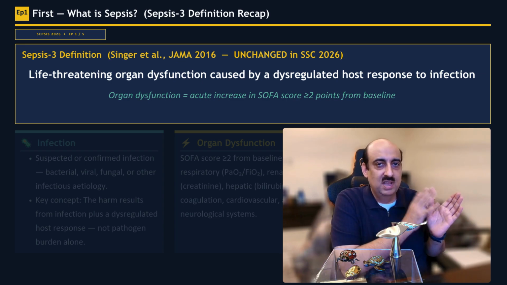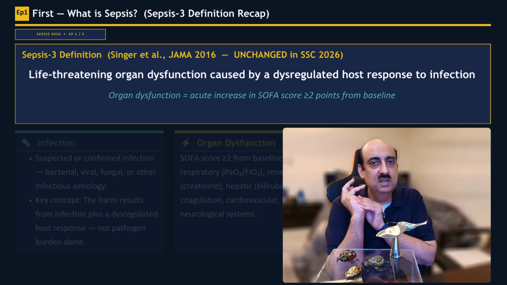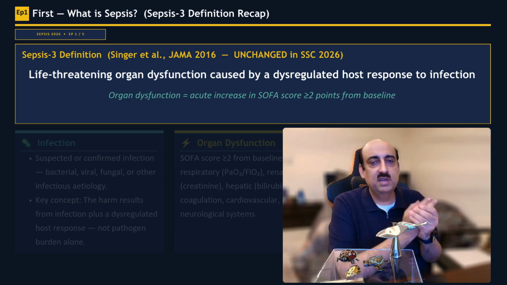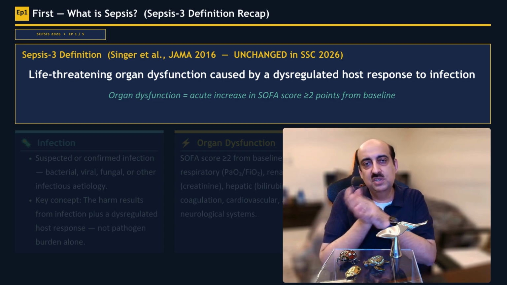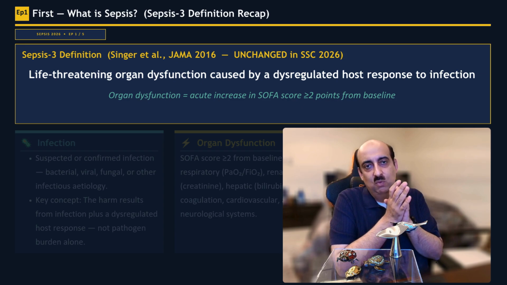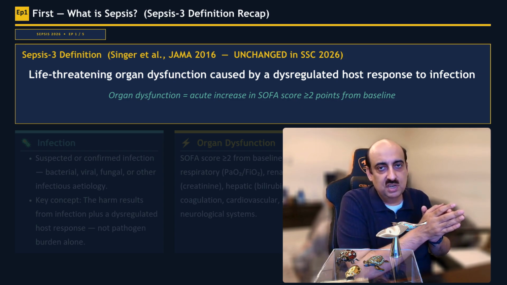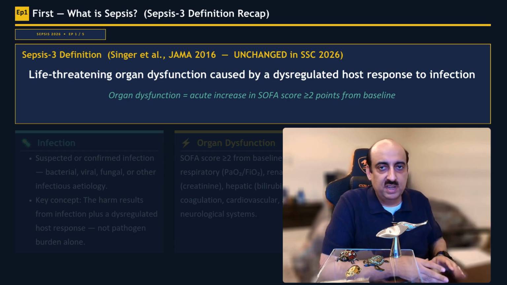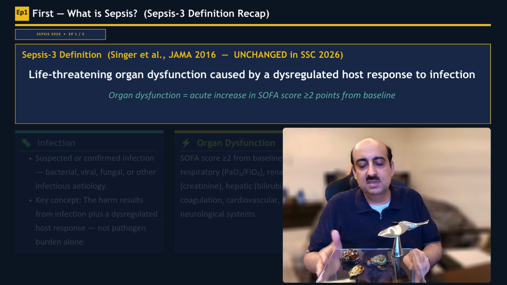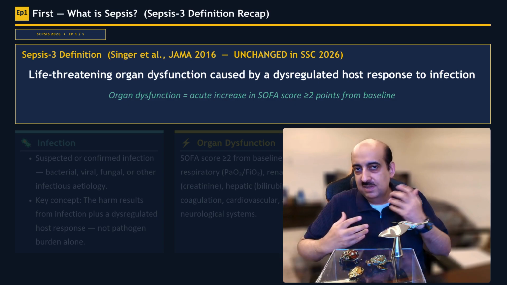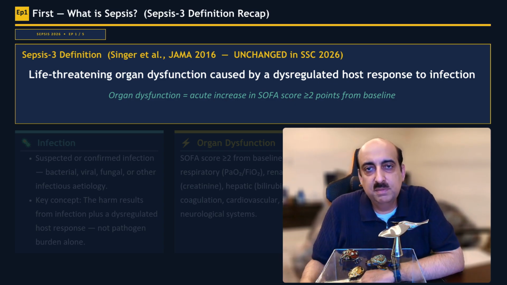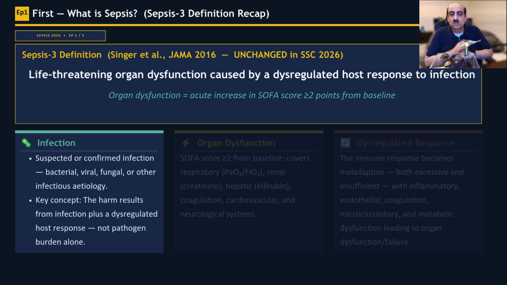If you read forward, life-threatening organ dysfunction caused by a dysregulated host response to infection, or infection leading to a dysregulated host response, which eventually leads to organ dysfunction, which can be potentially life-threatening. This is sepsis. I think this is the gold standard definition of sepsis and remains unchanged. So let's look at 3 aspects: infection, organ dysfunction, dysregulated host response.